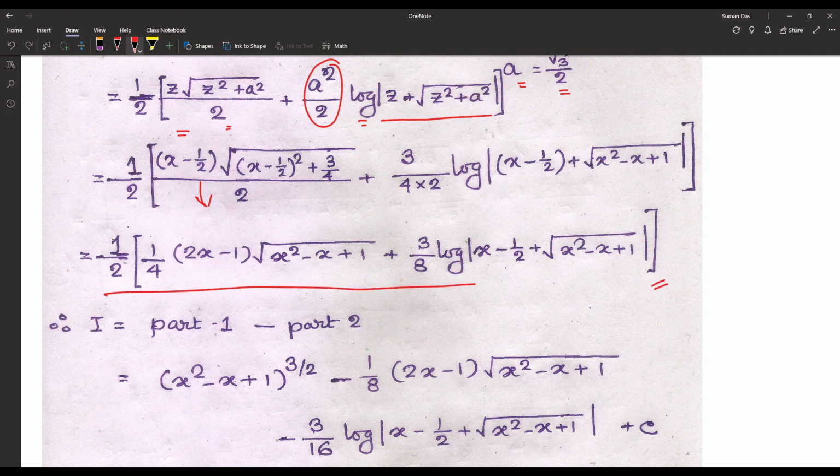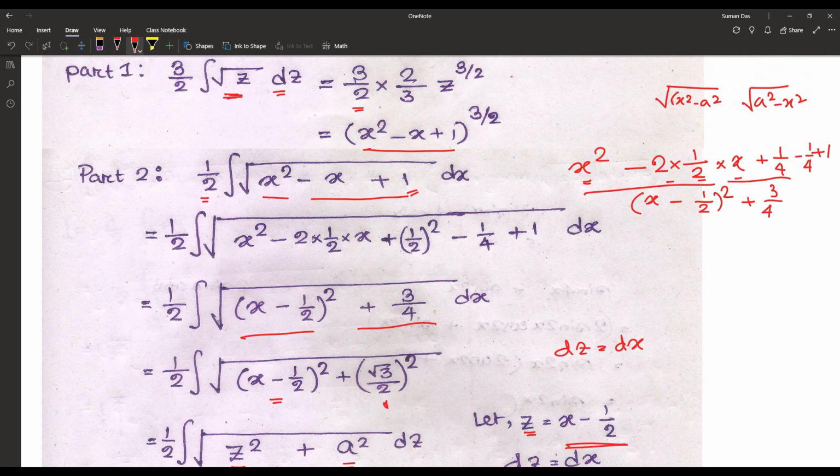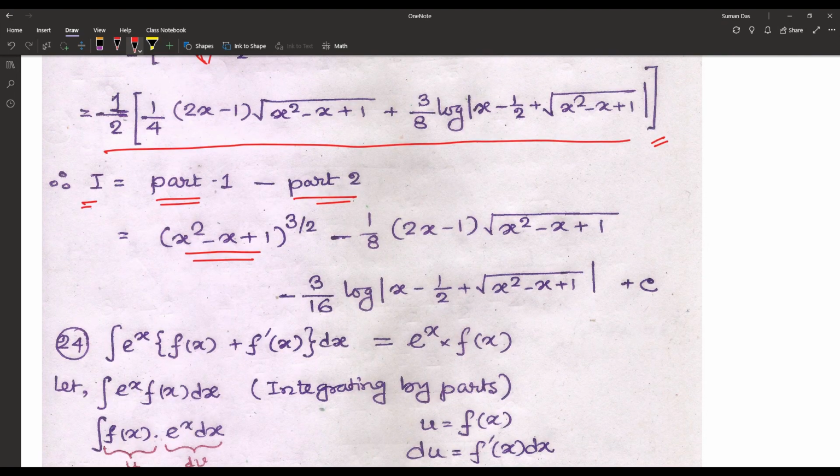Okay, but the main problem is I equal to part 1 minus part 2. The part 1 we have already found here. Just check here. The next part we have also already found here. So that is our second part. So that is how we can solve that type of problem.